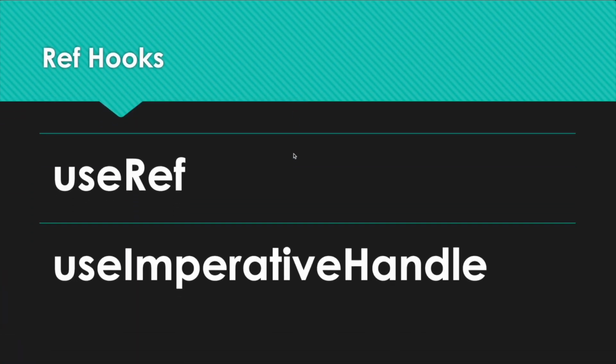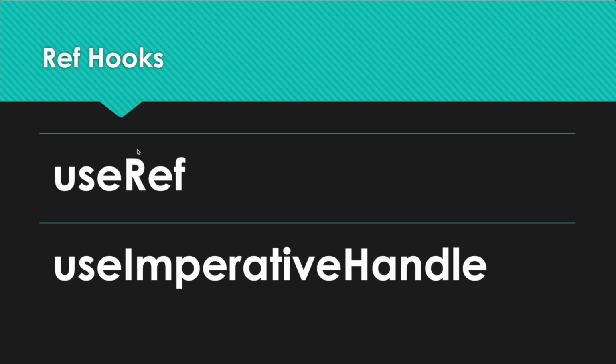Next, we have the ref hooks. These hooks let a component hold some data that is not used for rendering, basically. For example, like a DOM node or an ID of a timeout or an interval, so to say. And unlike state, updating a ref will not trigger a re-render. So that is very important here.